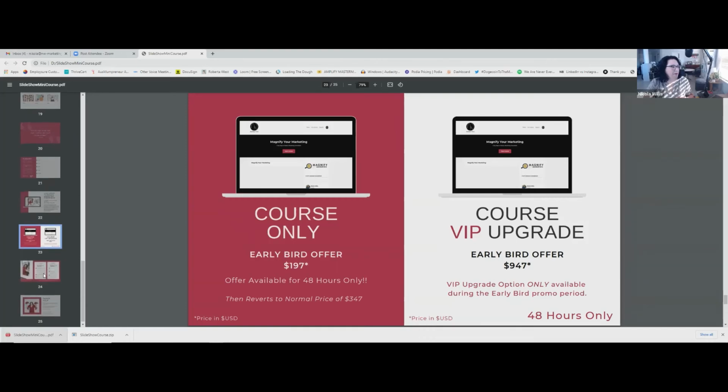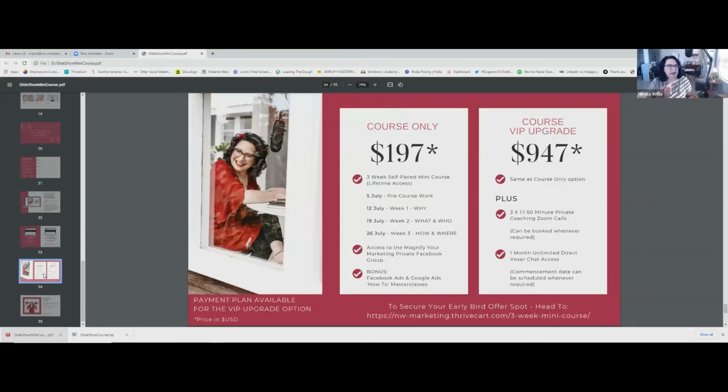With the upgrade, you get one-on-one time with me, for 3 sessions, 3 one-hour sessions on Zoom, or in person if you're in Perth. Plus, you get 1 month of unlimited direct Voxer chat access to me. Voxer is an app, a bit like Messenger, where you can talk to me anytime and we can talk back and forth as you're working through the course. As you're going through these things, you'll have me in your ear, and you'll have access to me Monday to Friday via the Voxer app.